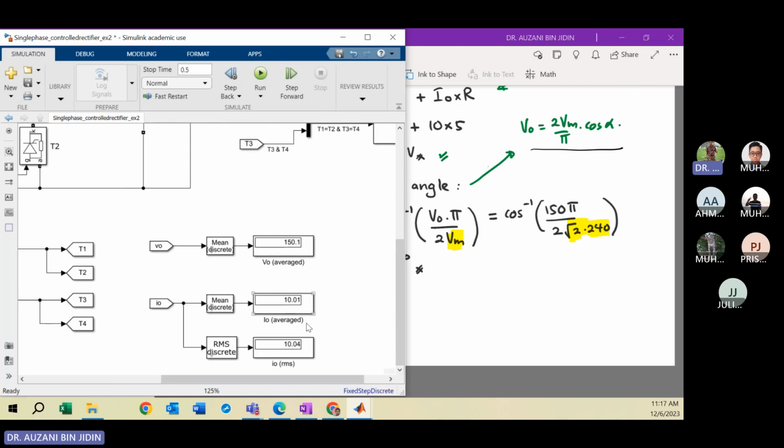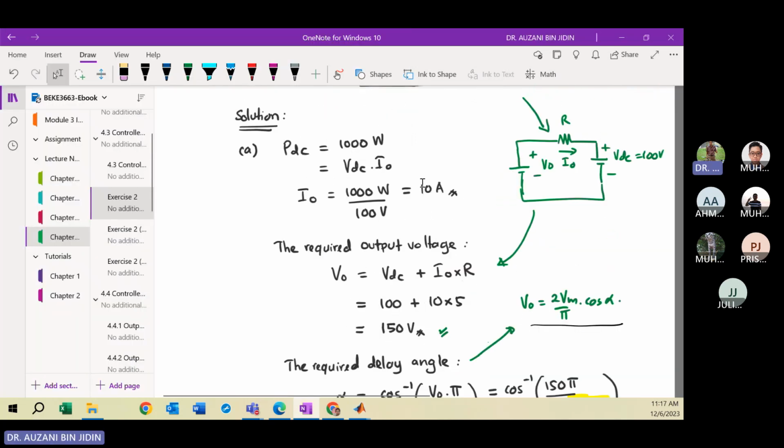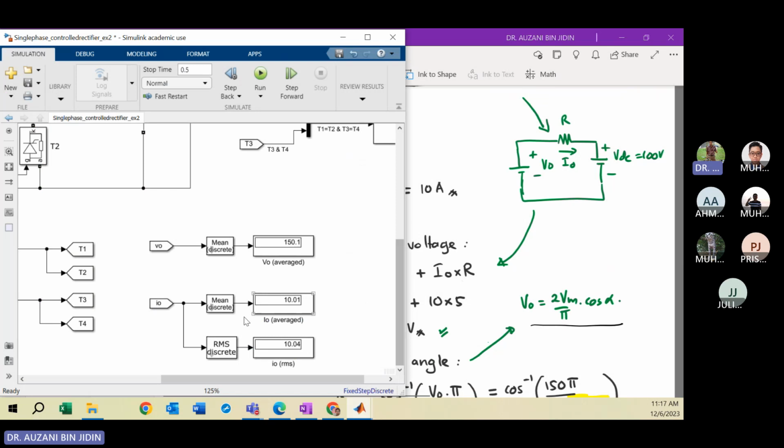The output current here is 10 ampere, and the simulation result is 10.01. IO here is 10 ampere from the calculation. So we also can prove that IO average, the DC component of the output current, is the same as the RMS output current. Almost similar result.